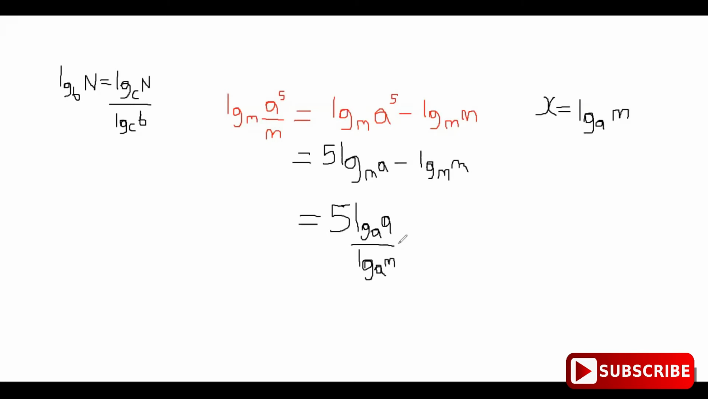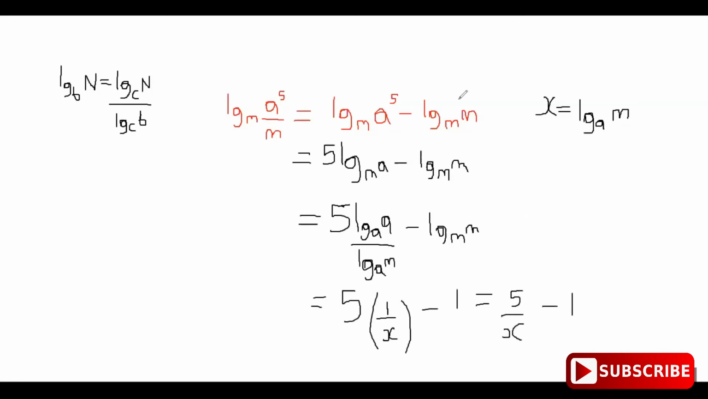So I change the base. Is that how you do it? Yes, that's how you do it. But now, we know that log base a of a is 1. That part is 1. And then log base a of m, they told us, is x. Minus 1. So the answer is 5 over x minus 1. That's what we're looking for.